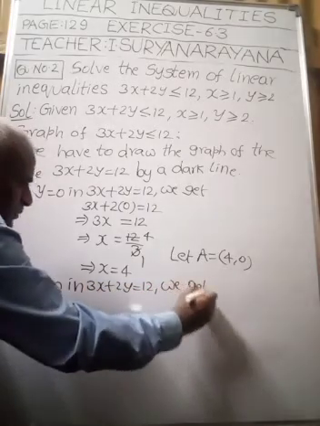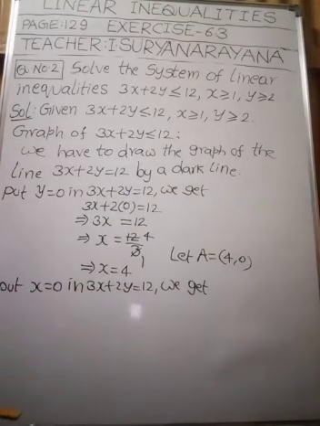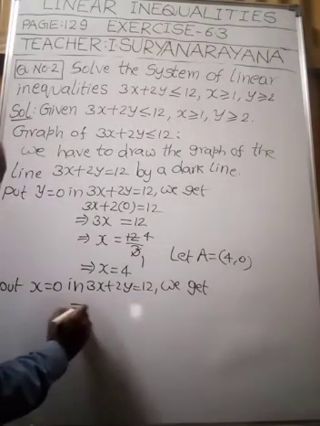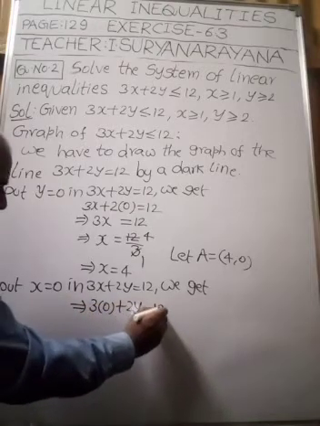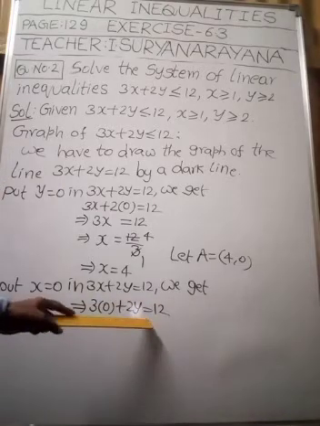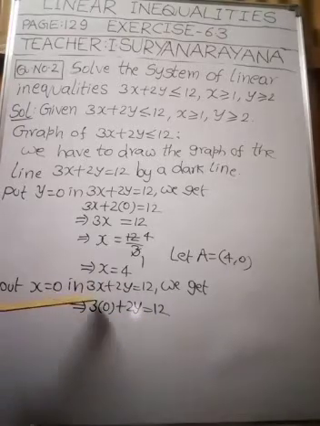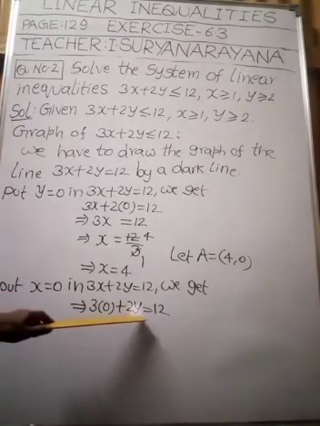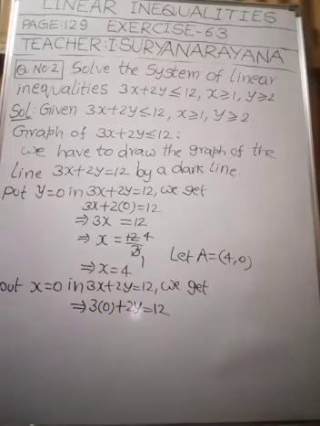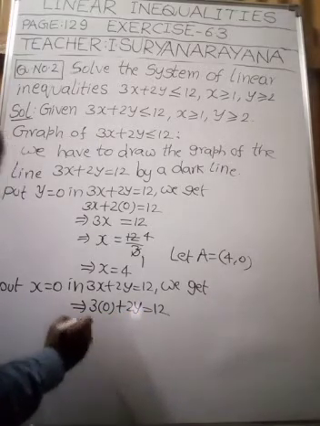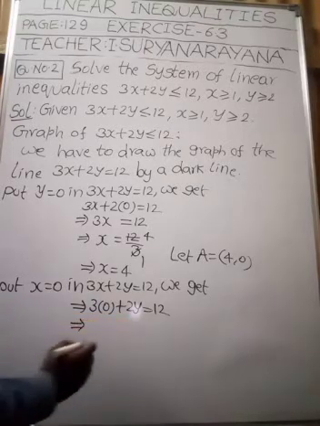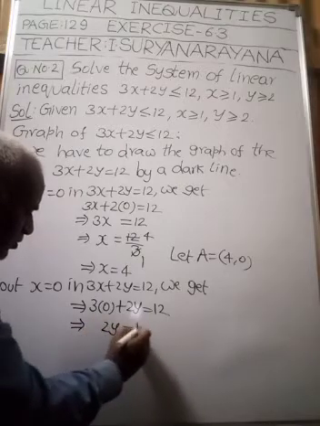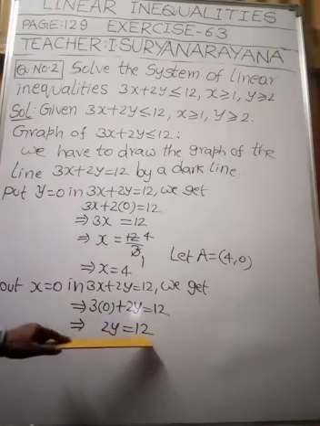Put x is equal to 0 in this equation. Then we get 3 into 0 plus 2y is equal to 12. Understood this step, my children? By substituting x is equal to 0 in this equation, we got this step. Right. This implies, what is the value of the first term? 3 into 0 is 0. No need to write the first term. Plus 2y. So 2y is equal to 12.